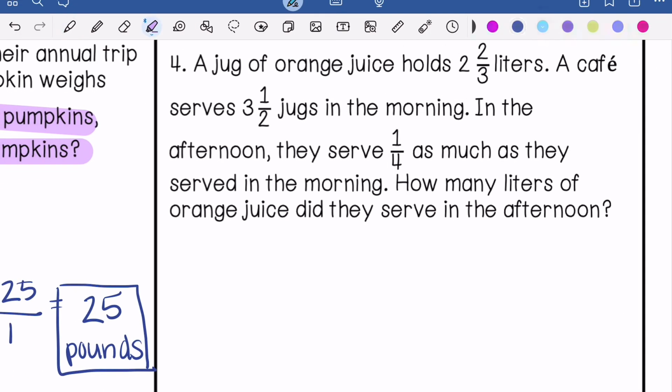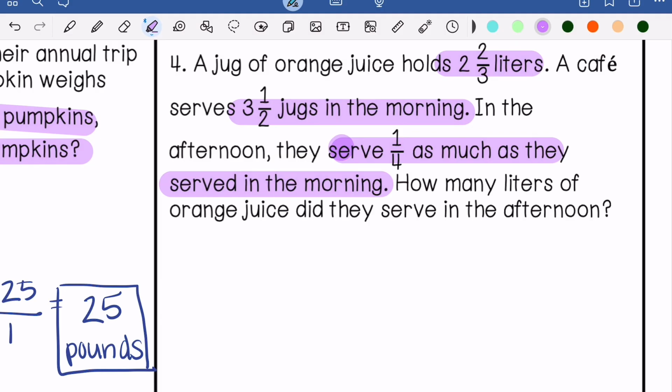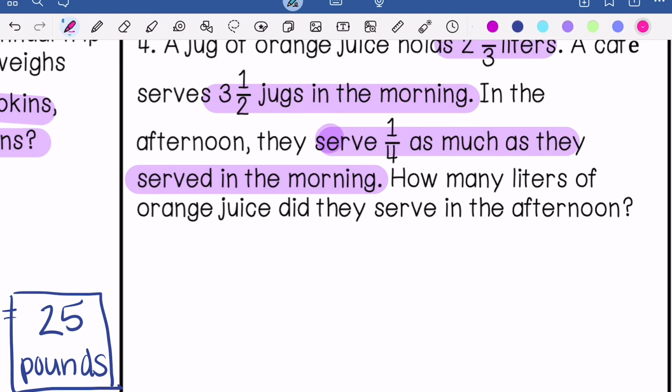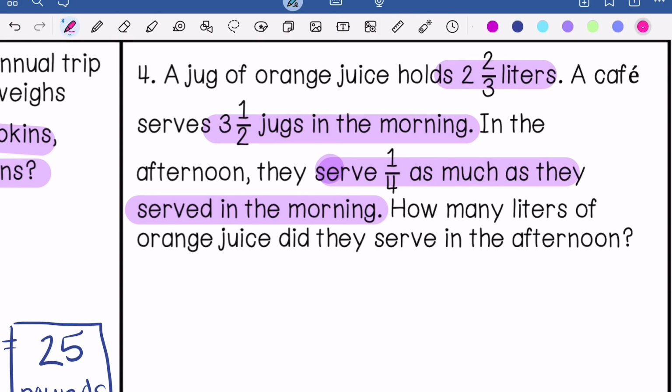A jug of orange juice holds 2 and 2/3 liters. A cafe serves 3.5 jugs in the morning. In the afternoon, they serve 1/4 as much as they serve in the morning. How many liters of orange juice did they serve in the afternoon? So this is actually a multi-step problem. We have to figure out how much they serve in the morning, and then we have to multiply that by 1/4 to figure out how much they serve in the afternoon.